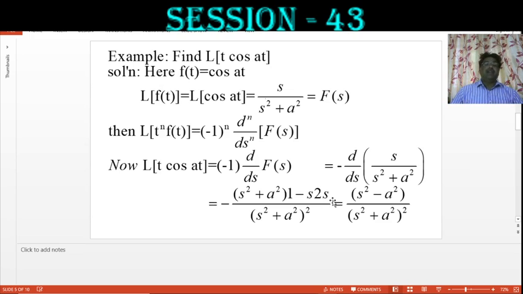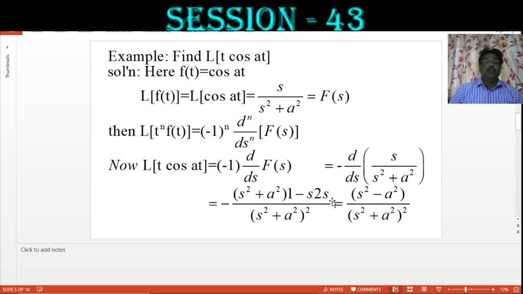Now, we can take examples on this one. Find L of t cos at. By looking at this example itself, we can tell that it is of the Laplace transform of derivative form, that is, multiplication of t is there with cos at. Here f of t we can take as cos at. First you should find the Laplace transform of that f of t, that is L of cos at, which is s divided by s square plus a square, that is f of s.